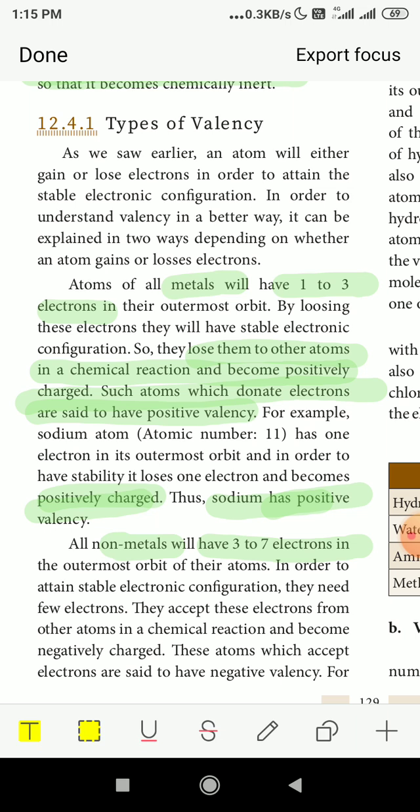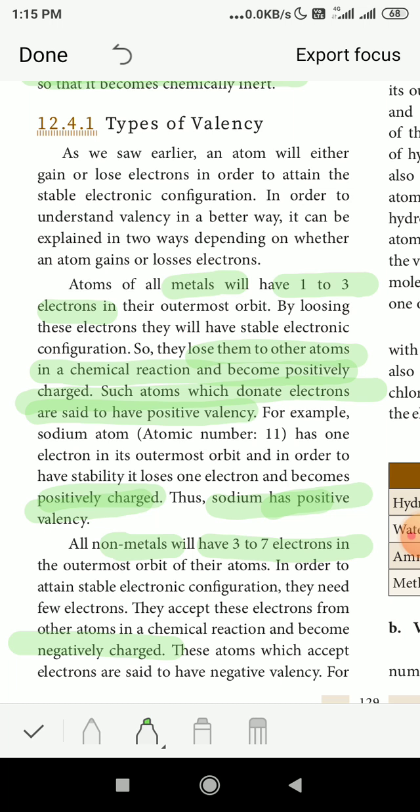In order to attain a stable electronic configuration, they need some more electrons. They accept these electrons from other atoms in a chemical reaction and become negatively charged. When they gain electrons, they become negatively charged. So non-metals are always negatively charged and metals are always positively charged.